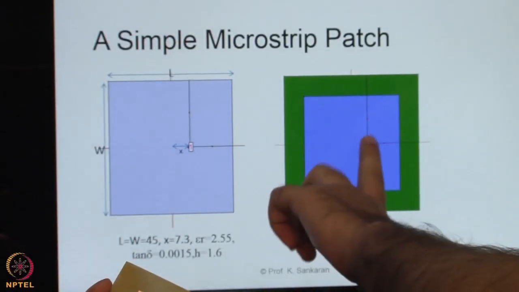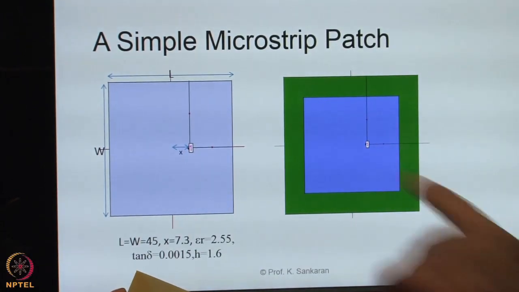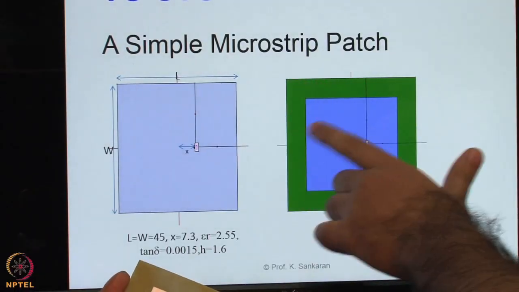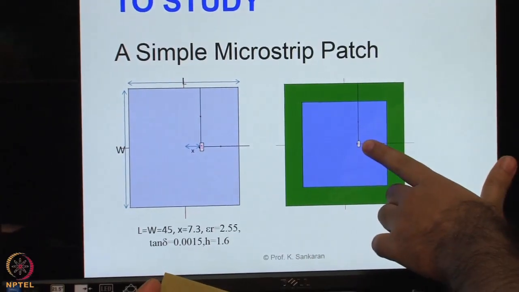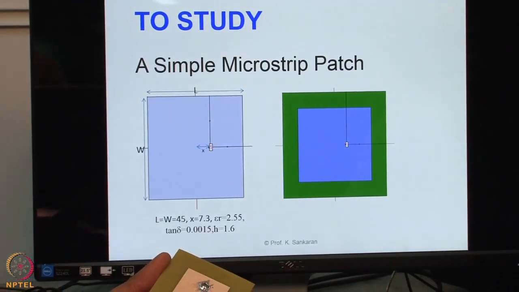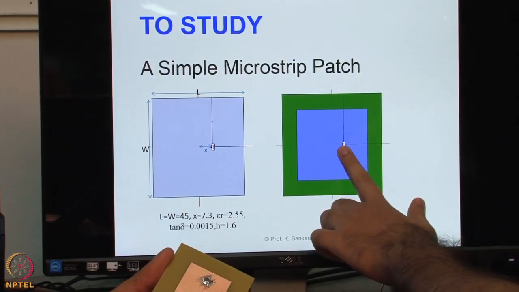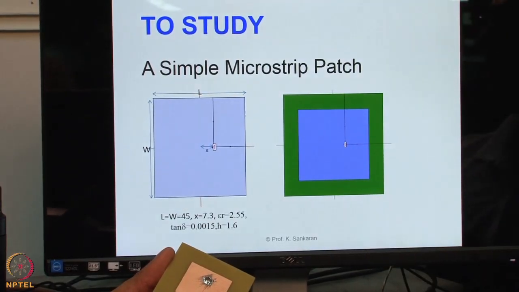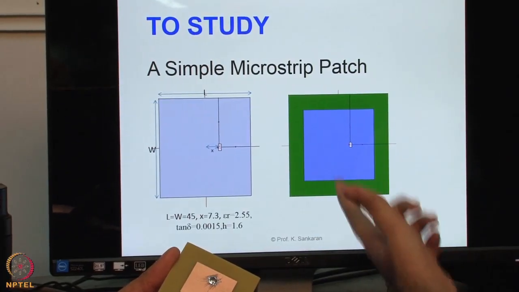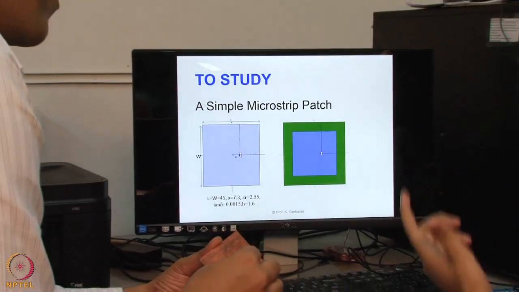And the feed point is decided based on the input impedance. We can simulate it in IE3D, and we can see that as we move the feed point away from the center, the impedance shifts towards a higher value. We will have to optimize this feed point at a point where we get 50 ohm impedance, because we are going to feed it with a coaxial feed. The coaxial feed has an input impedance of 50 ohm.